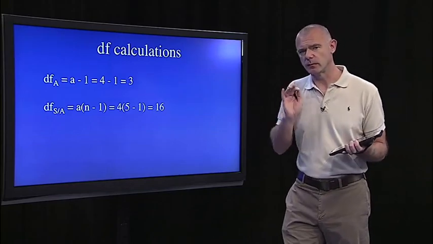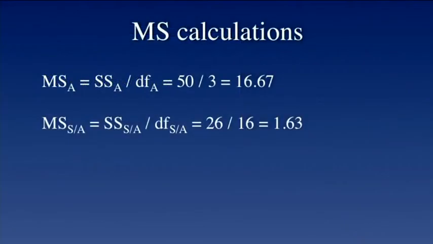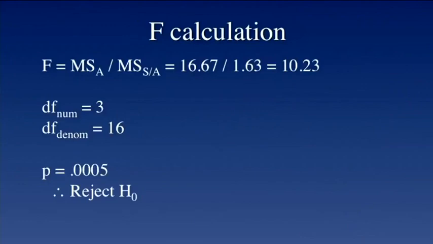Mean squares is just sums of squares over degrees of freedom. And the F is the ratio of the mean squares. So it's 16 over 1.6. We get an F ratio of 10. It's a big F ratio. I don't even need to look at the degrees of freedom to know that that's significant.